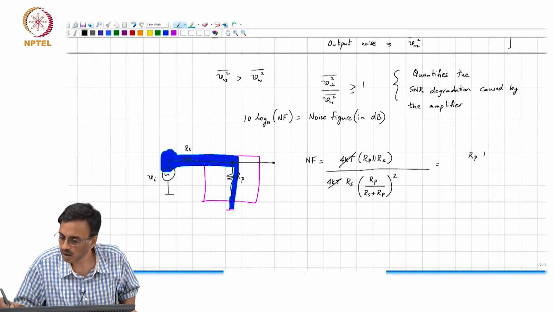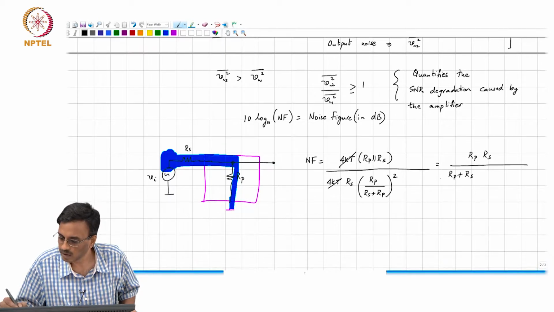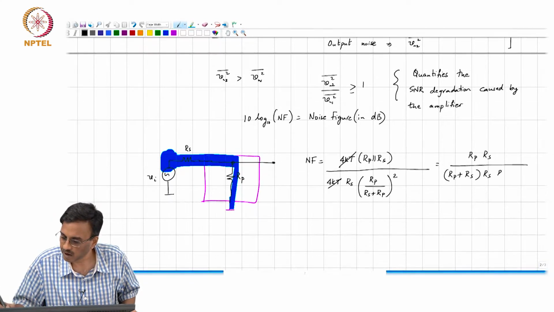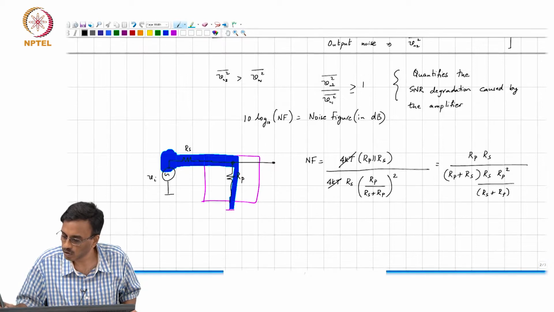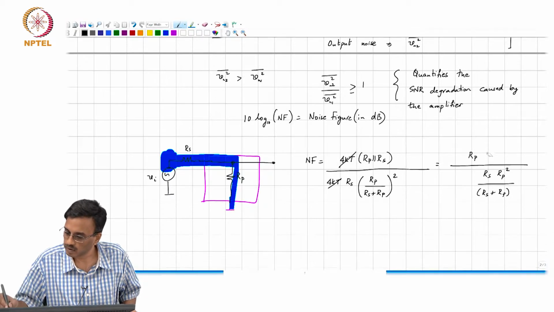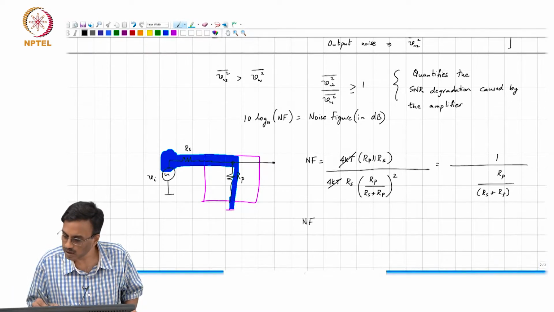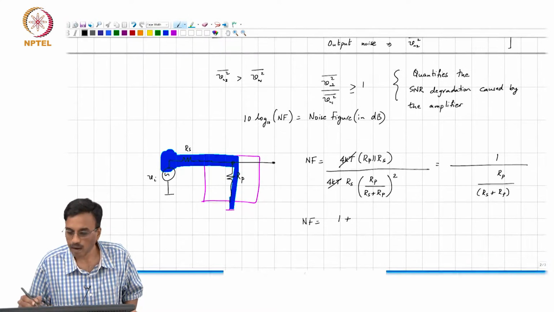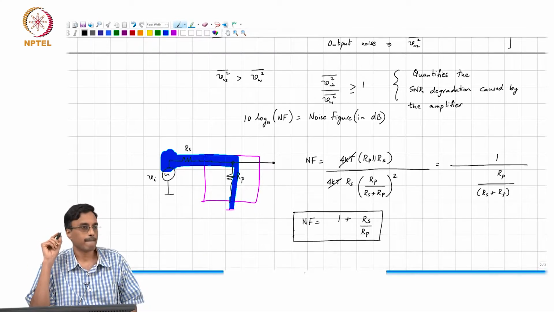So, this is Rp Rs divided by Rp plus Rs times Rs times Rp square by Rs plus Rp the whole square, all right, and therefore, everything cancels. So, the noise factor is nothing but 1 plus Rs over Rp. Right.